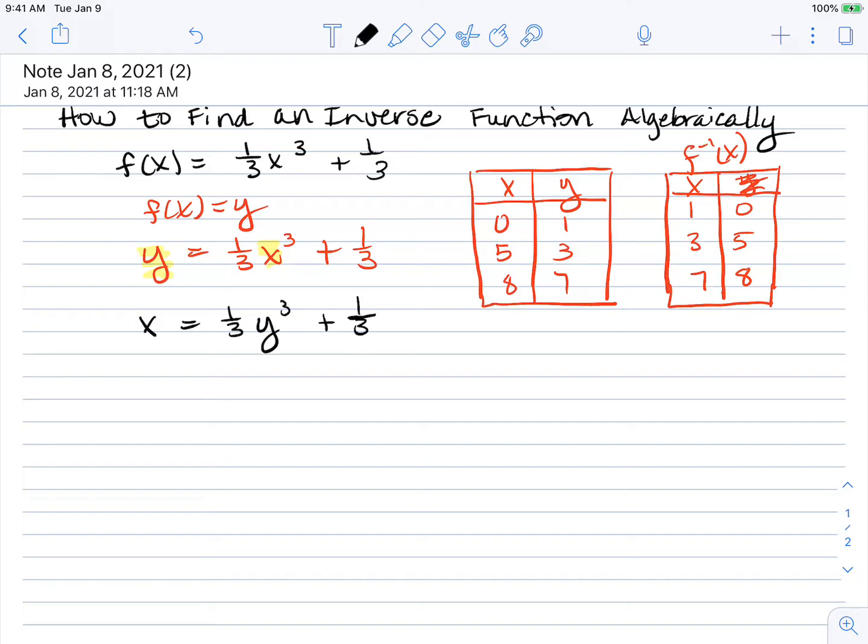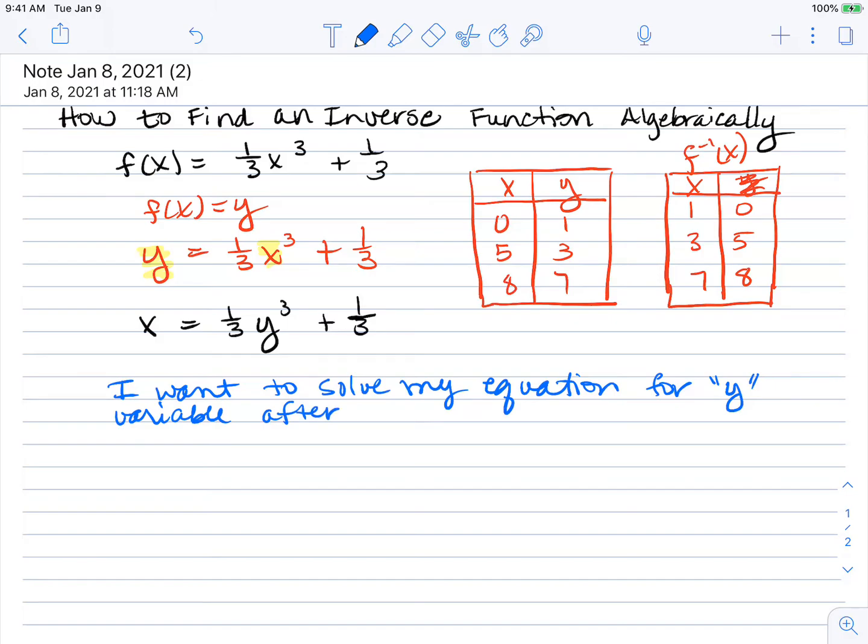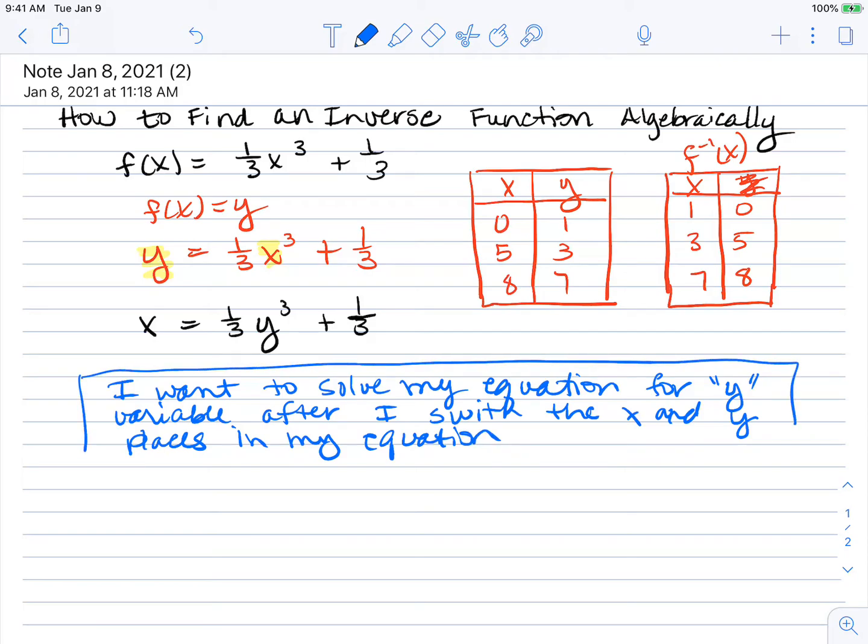So I'm going to write that down and say my goal now is to solve my equation for the y variable after I switch the x and y places in my equation. Okay. So that's what I want to do. This is sort of like the little verbal rules of how we do this.